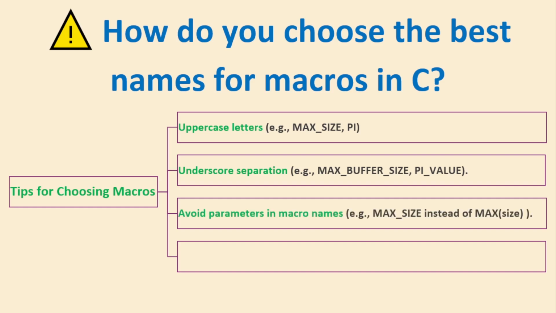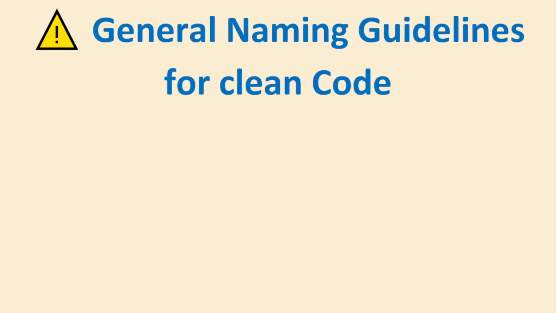Another important rule is to avoid using parameters in macro names. Instead of defining max size, use MAX_SIZE for clarity. Additionally, make sure your macros have unique names to prevent conflicts. Generic names like SIZE or BUFFER may clash with existing definitions, so be specific to avoid unexpected errors in your program. Generic naming guidelines for clean code.